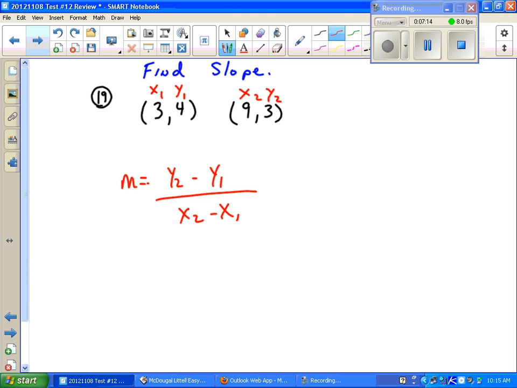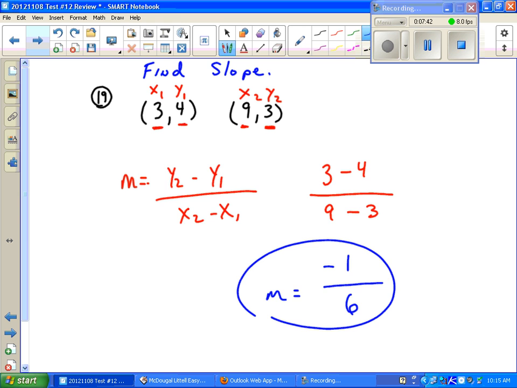But if you call the first one sub 2 and the second one sub 1, you'll still come out with the same answer at the end. So I'm going to plug in based on what we have up here. The y sub 2 value is this one. So 3 minus y sub 1 value is 4, over x sub 2 value is 9 minus x sub 1 value is 3. When we simplify that, 3 minus 4 is -1, and 9 minus 3 is 6. So your slope is -1/6.